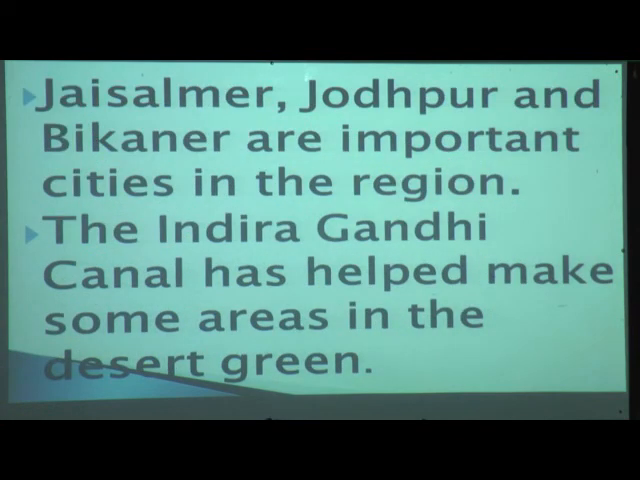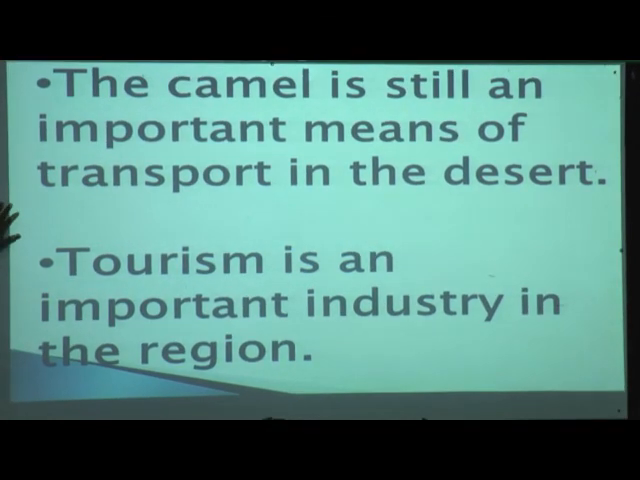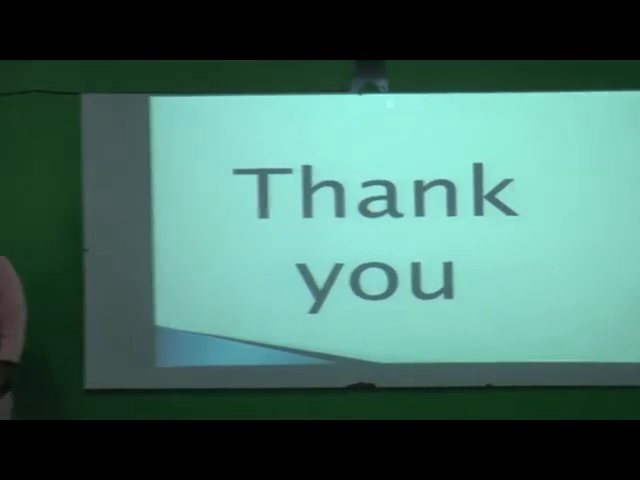Now Jaisalmer, Jodhpur and Bikaner are the important cities in this region. The Indira Gandhi Canal has helped make some areas of the desert green. Even though the camel is still an important means of transport in the desert, tourism is also an important industry in the region. So you have learned this. Now we have finished our lesson.